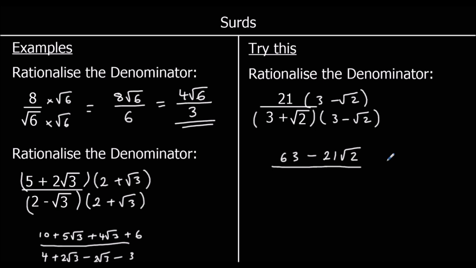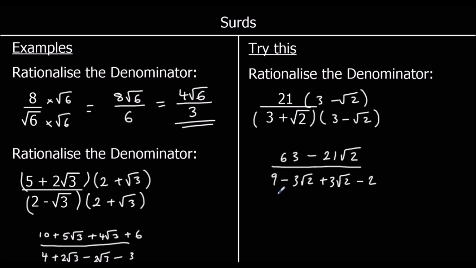On the bottom, 3 3's are 9. Positive times a negative is negative. 3 times root 2, 3 root 2. 3 times root 2 again. Positive this time, 3 root 2. And a positive times a negative. Root 2 times root 2 is 2.